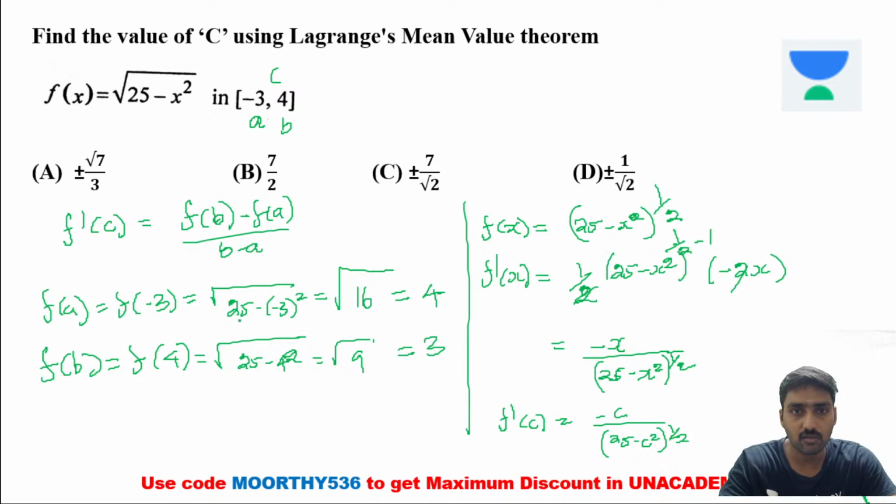So we need to check which of the values lies in between the given limits. Both minus 1 divided by root 2 and plus 1 divided by root 2 lie inside the limits, right? Both lie inside the given limit. So the solution for this question is option D.